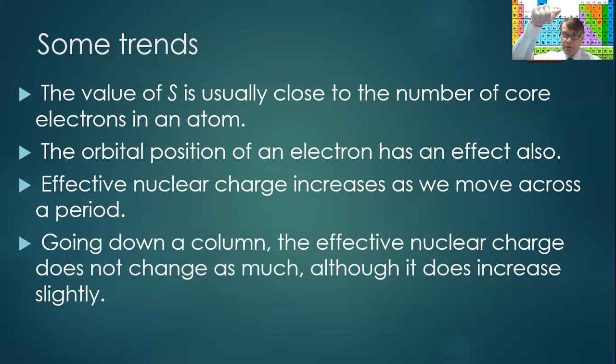If you go down a column, the effective nuclear charge doesn't change as much. Going horizontally from left to right, it increases significantly, let's say. But as you go down, it doesn't increase nearly as much, but it does increase slightly because again, you have more electrons in between and they are fighting with each other and the charge gets through. That's what I'm going to say at least. So these are some of the trends of effective nuclear charge.